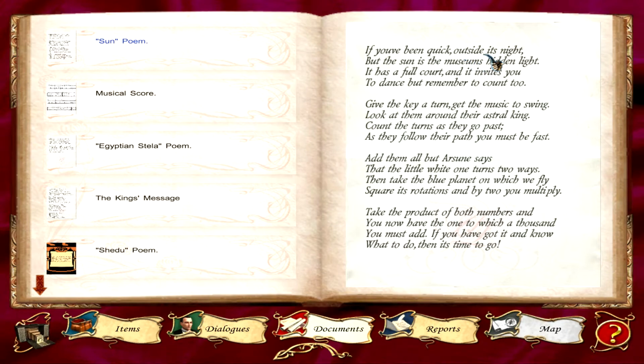If you've been quick, outside it's night. But the sun is the museum's hiding light. It has a full court and invites you to dance, but remember to count too. Give the key a turn and get the music to swing. Look at them around their astral king. Count the turns as they go past, as they follow their path. You must be fast. Add them all, but Arsene says that the little white one turns two ways. Then take the blue planet on which we fly, square its rotations, and by 2 you multiply. Take the product of both numbers, and you now have the one to which 1,000 you must add. If you've got it and know what to do, then it's time to go.